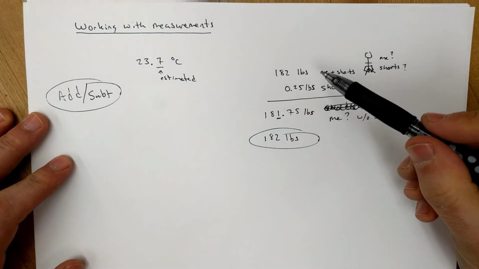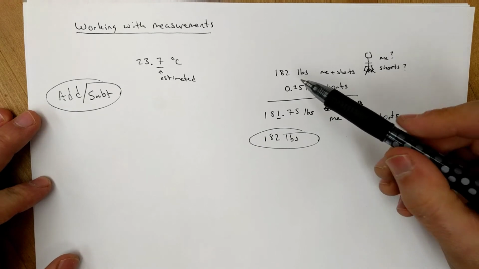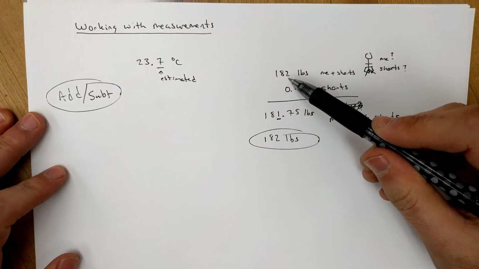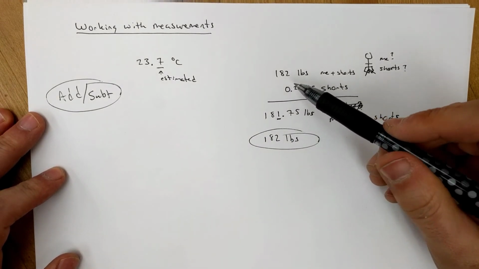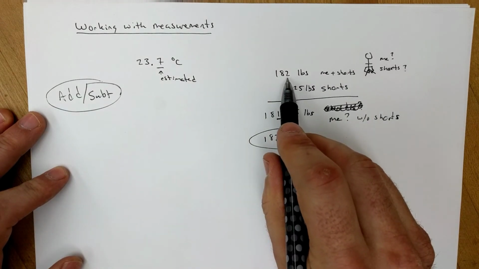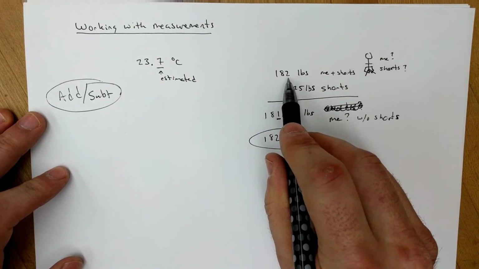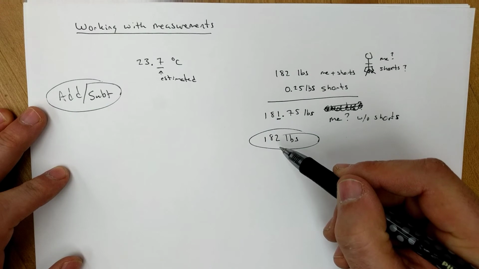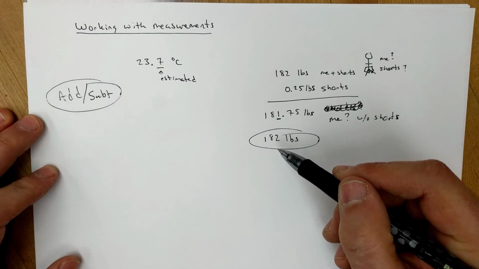Because we have a set size of the measurement, when we're adding or subtracting, we can just round off to whatever number was least precise to begin with. So the precision of this number stopped in the ones place, so whatever my answer was, I had to round it to the ones place.